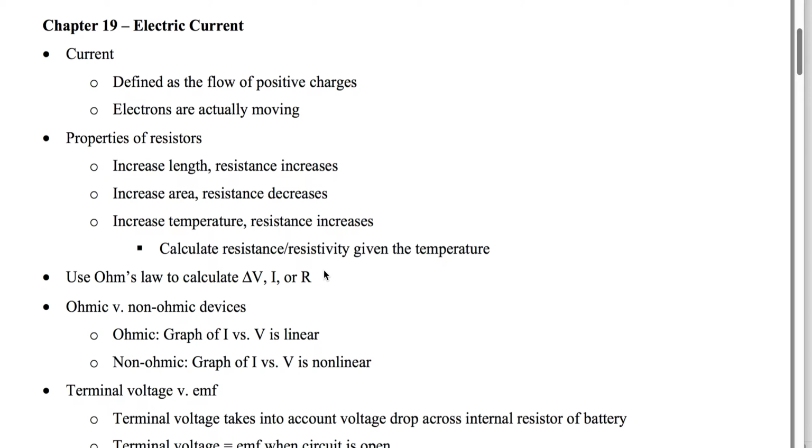So starting with Chapter 19, this is a short chapter that does not have much math. It has a few conceptual things. So first is the definition of the current, defined as the flow of positive charges. So when we draw a circuit, we always say that the current flows from the positive terminal, which is the bigger line.